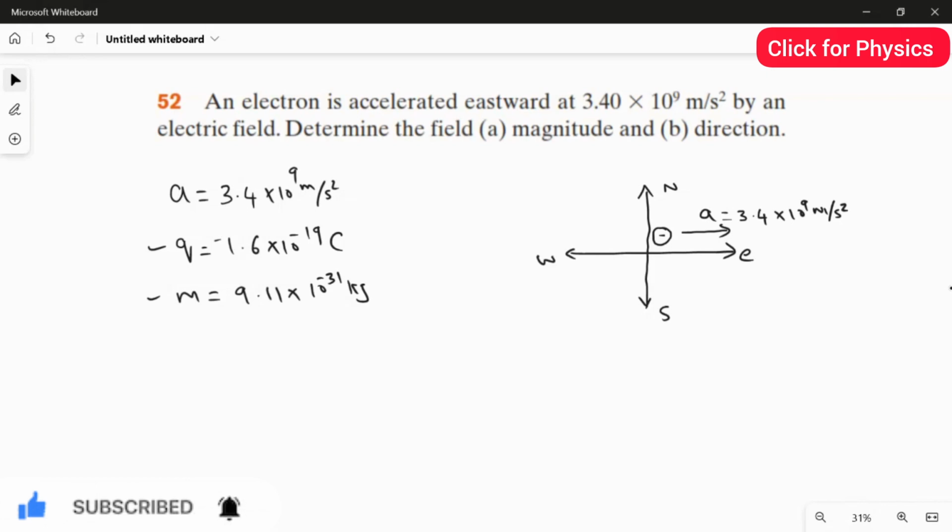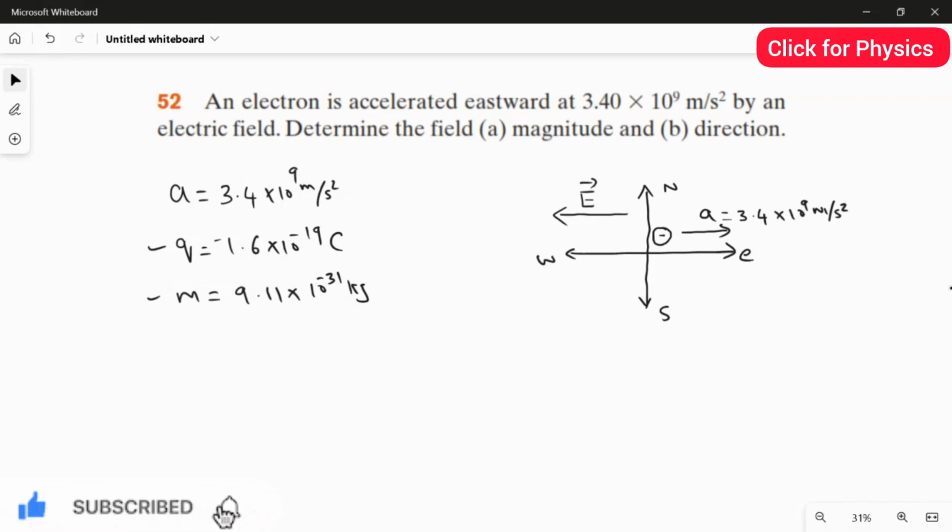That means your electric field direction will be to the left side, right? Because we are choosing the electron. When you place an electron in the electric field, the electron will have an acceleration opposite to the direction of the electric field. That means the direction of the electric field is westward. That is the answer for the second question. But anyhow, first we complete the first part.